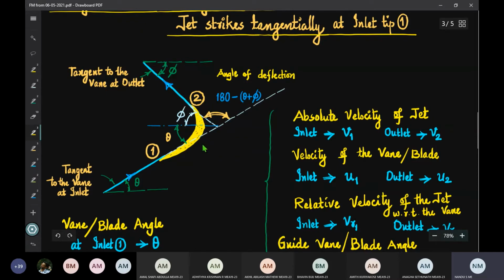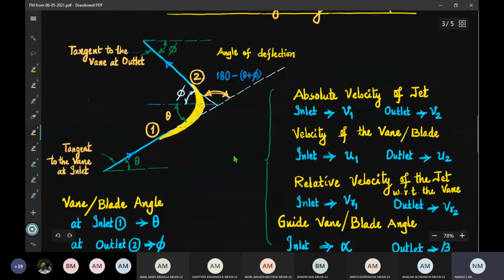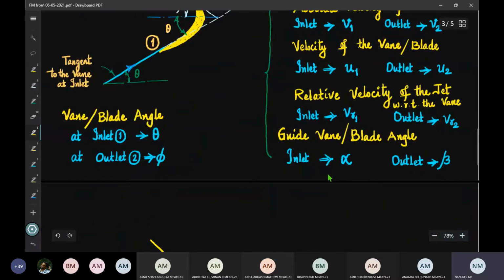So along these two lines, theta and phi will be the inclinations of Vr1 and Vr2 with respect to the reference. The angle at which the absolute velocity of the jet must be guided is alpha at inlet and beta at outlet. V1 is at angle alpha, V2 at angle beta, Vr1 at angle theta, Vr2 at angle phi.